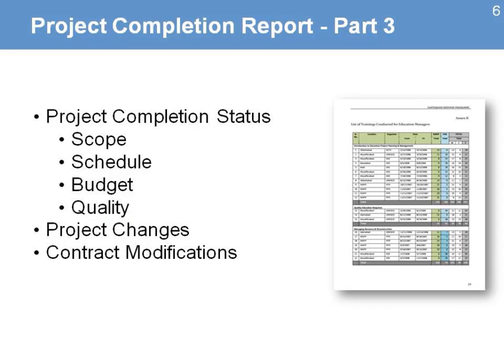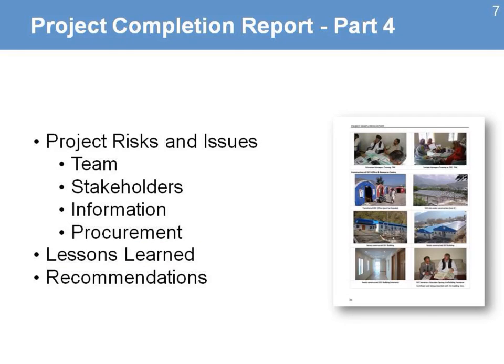The other element is the project completion status. That is the status on elements about the scope. That's all the activities, the schedule, the budget, and quality. That is where you can provide information on charts or graphics that will show you what the project started and where it ended. It could also include elements about the project changes, all the authorized changes that were made on the project, and then contract modifications that were also approved by the donor.